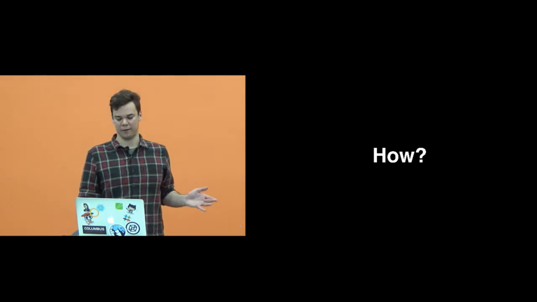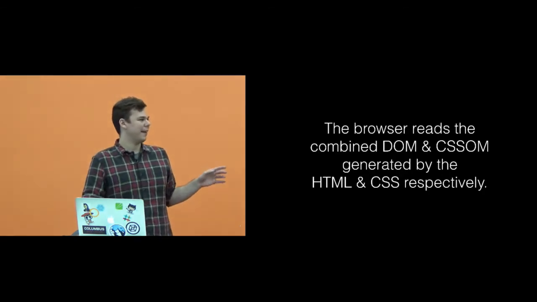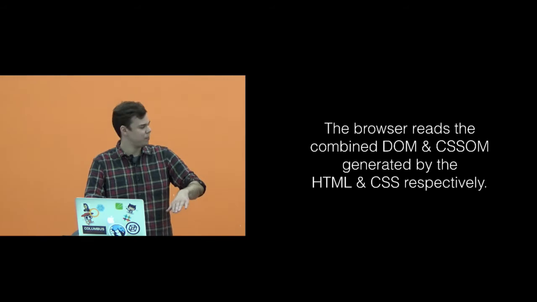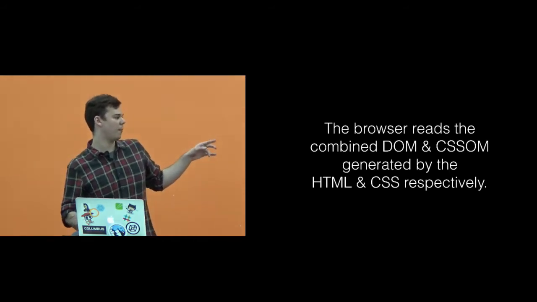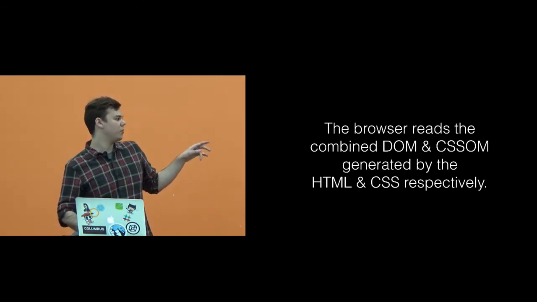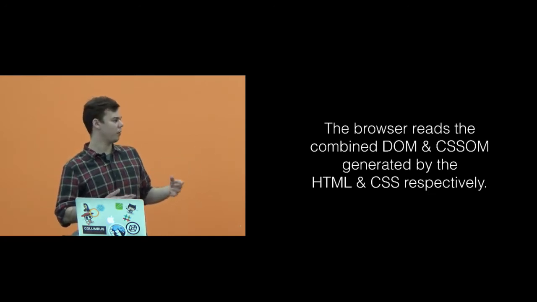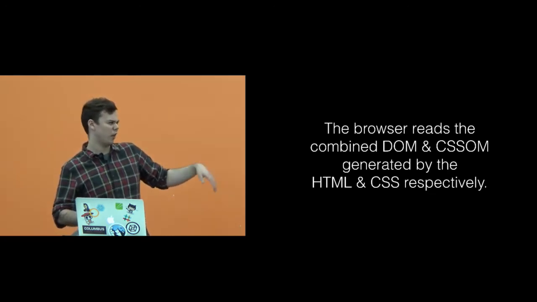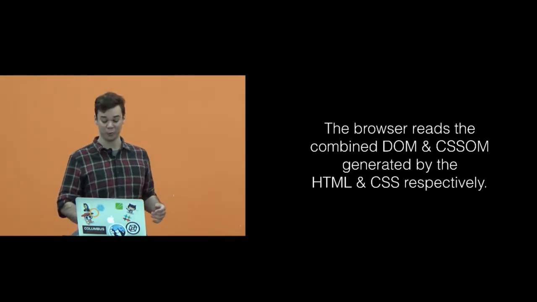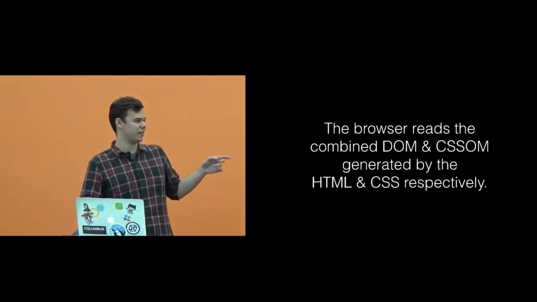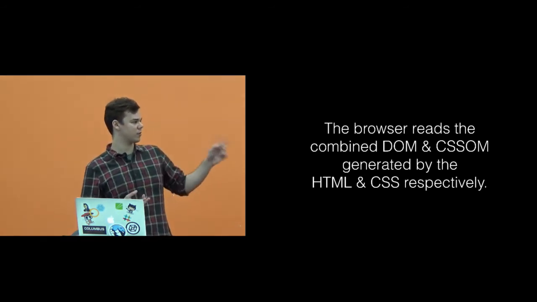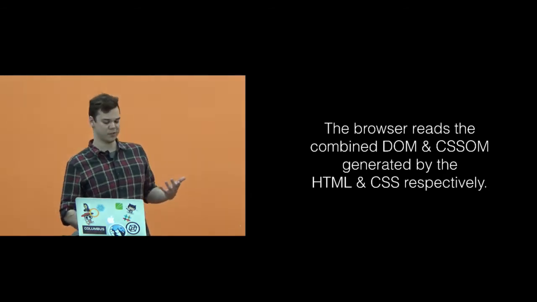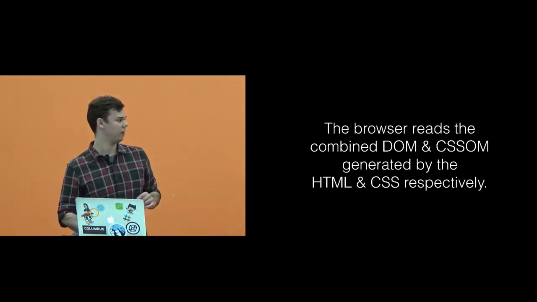So how is this done? The answer, and this is diving in a little deep here, but I'm going to unpack some of this. The browser reads the combined DOM and CSS object model generated by the HTML and CSS respectively. DOM stands for Document Object Model. CSSOM, I don't know whether to call it "SOM" or whatever. I have never heard the word said out loud, so I'm just going to go with CSS Object Model because that's how I feel comfortable saying it. It's a similar data structure to the DOM that describes how things should be styled. And we're going to go into more of that in a few minutes here.